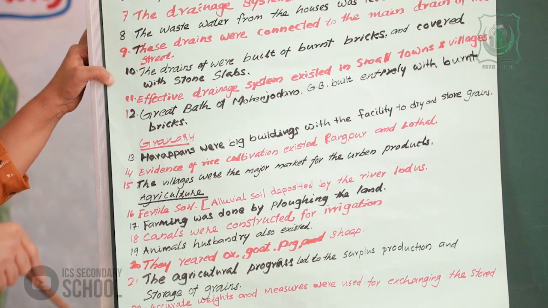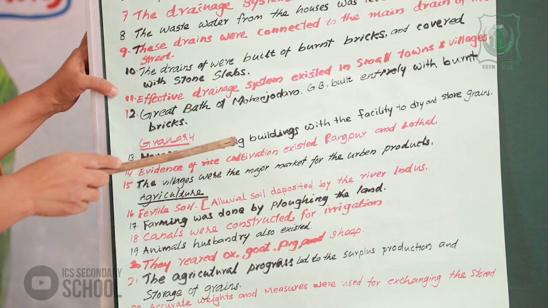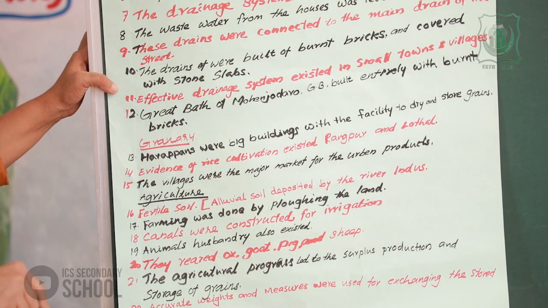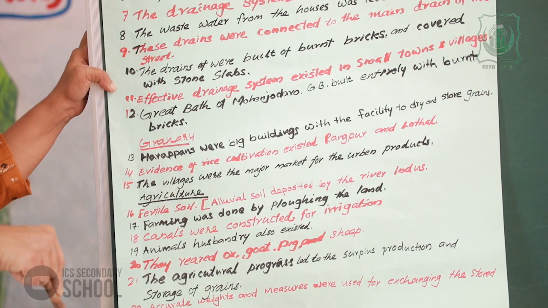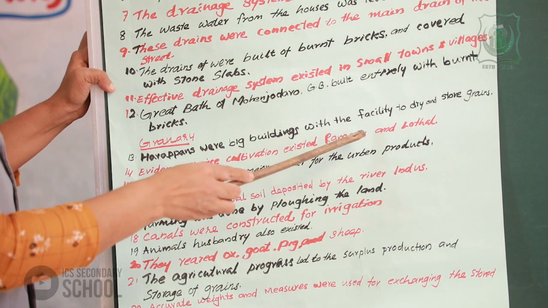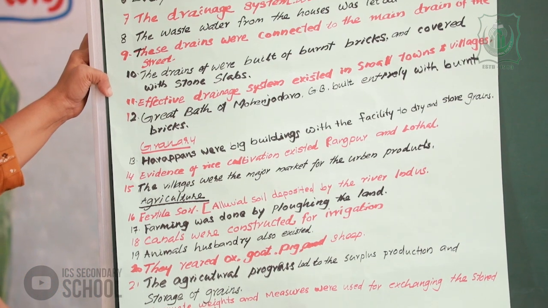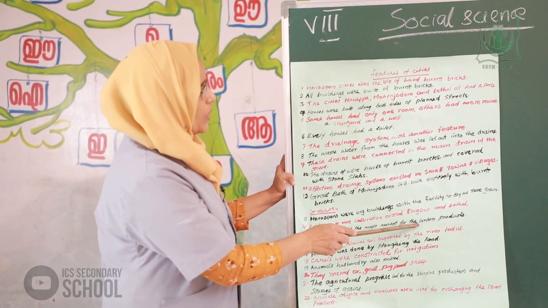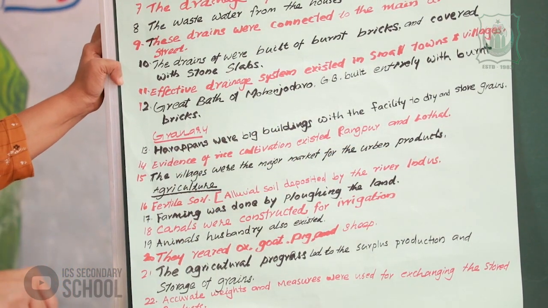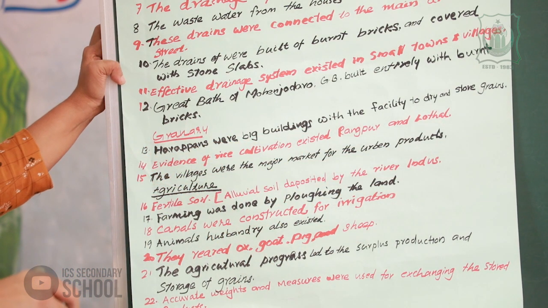Then granary features. The Harappans had big buildings with the facility to dry and store grains. Granary means Dhanyapura. Evidence of rice cultivation existed at Rangpur and Lothal. Then the villages were the major market of the urban products. These are the granary features.